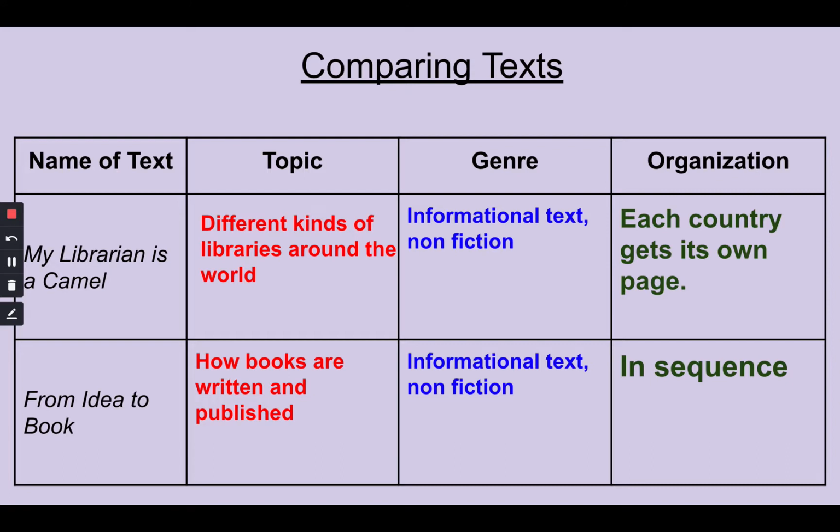For example, My Librarian Is a Camel. Each country had its own page. It was not in sequential order, so it didn't really have a beginning, middle, and end. I could go to each individual country, learn about it, and then move on to the next country.